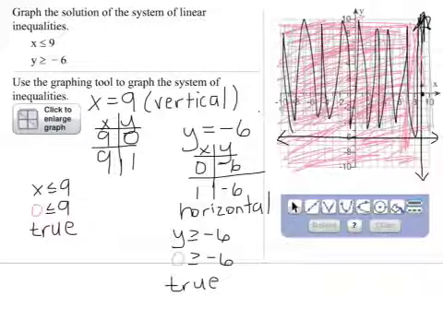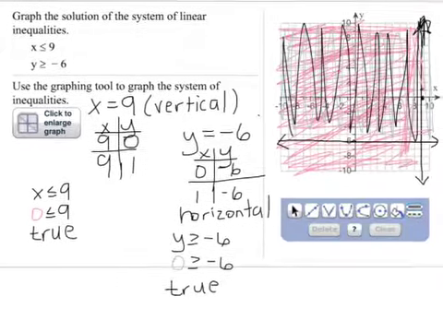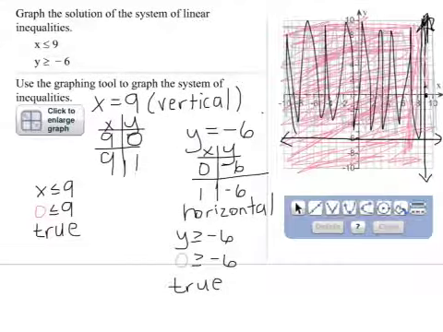Now, one thing I want to caution you about is all of the examples that I've shown you here have said less than or equal to or greater than or equal to, which means that the lines that we've done have all been solid lines. But remember, if it just says less than or just says greater than, then it's a dashed line.